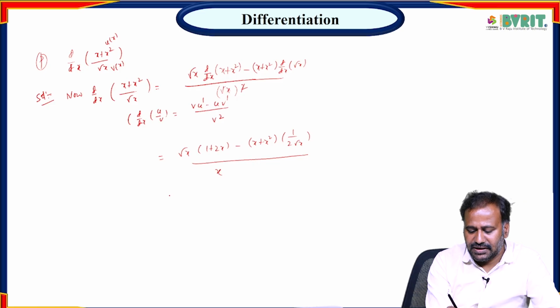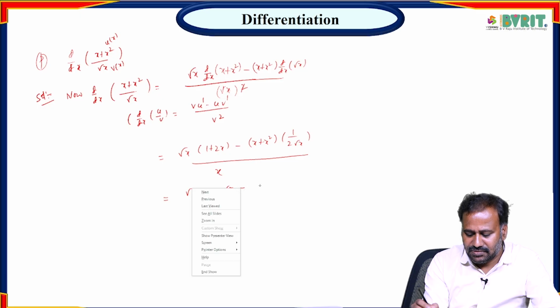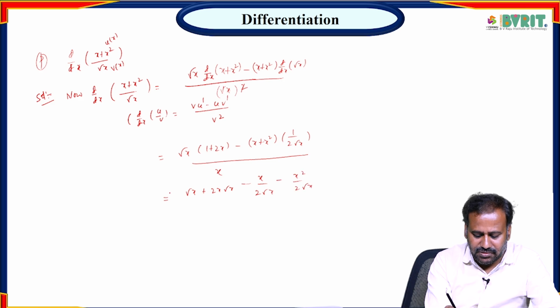I'll be having only x, and if you simplify the terms, you're going to get like this: root x plus 2x root x minus x by 2 root x minus x square by 2 root x whole thing divided by x.